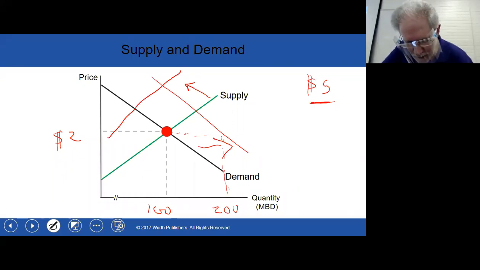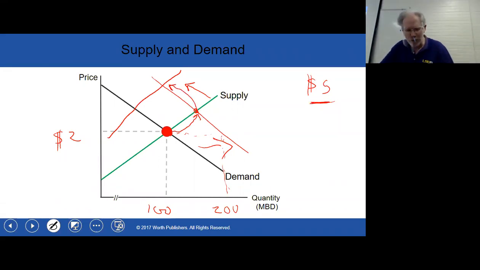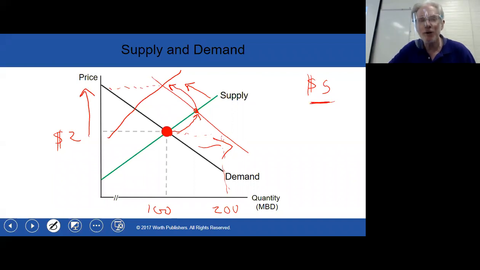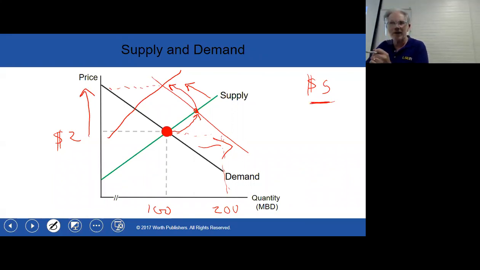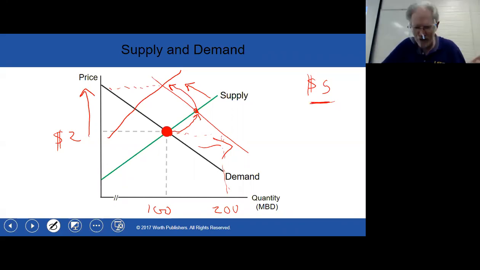The increase in demand moves us from this equilibrium to that equilibrium. That pushed the price up. The decrease in supply moves us from this equilibrium to that equilibrium. So both of these changes are having the effect of pushing the price up. So even though the hurricane hasn't hit yet and no damage has occurred, the price may go up to $5 right away because everybody's anticipating what is going to happen.